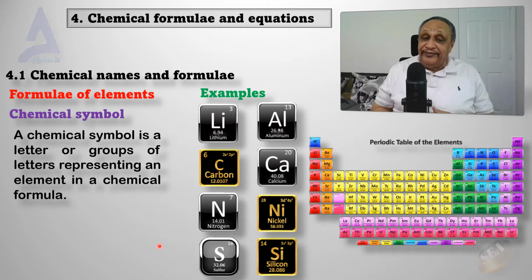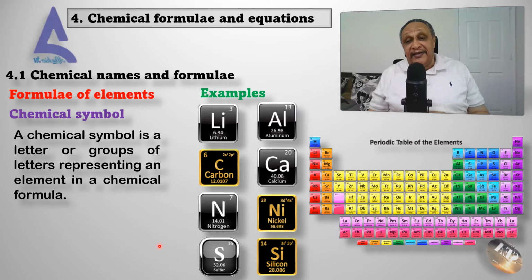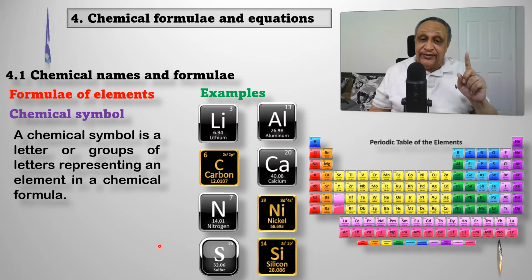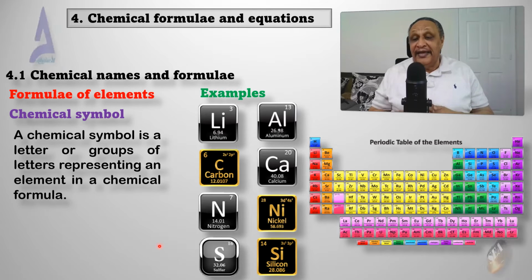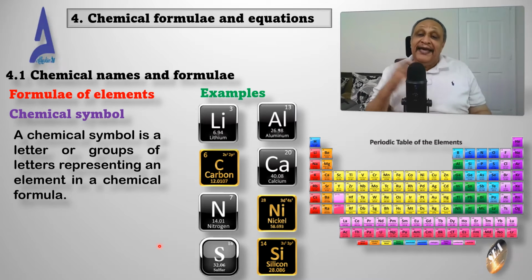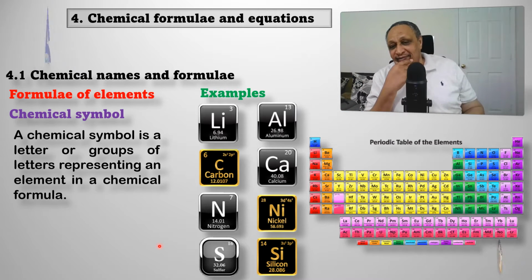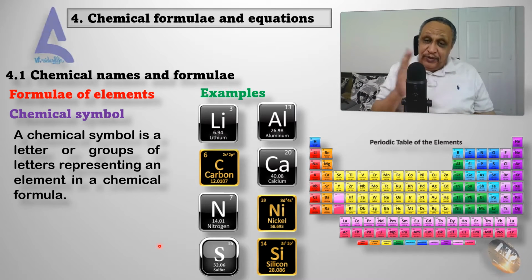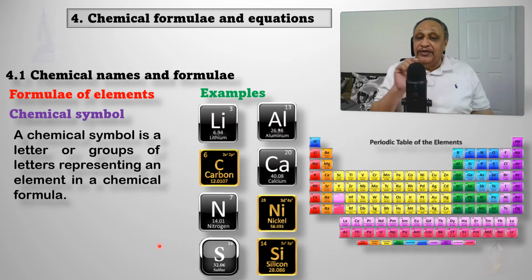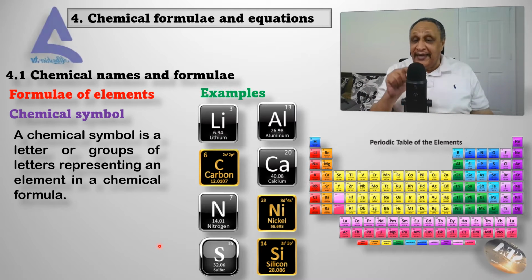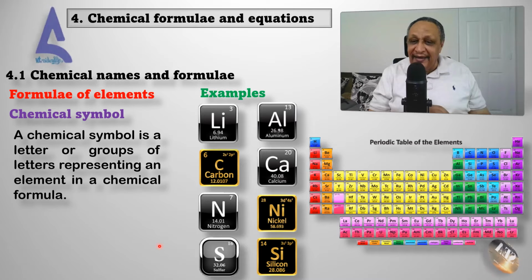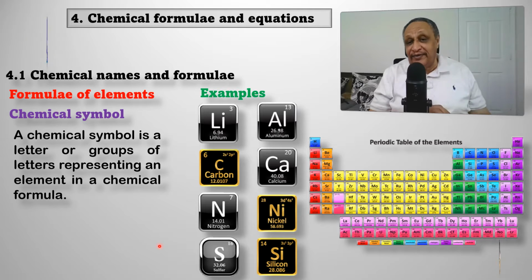Also, I have N, nitrogen. Nitrogen starts with N, so it goes for N, only N. Nickel also starts with N. But in order to differentiate between nickel and nitrogen, we use I with nickel, so it's going to be Ni. And this is a good example of that.